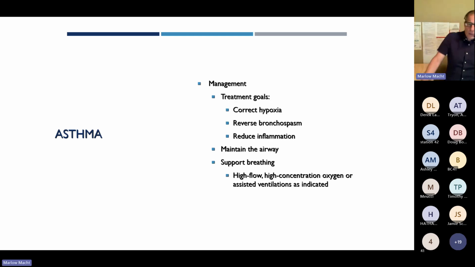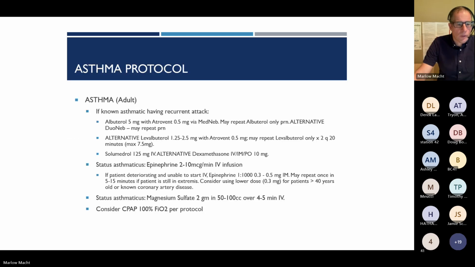So the treatment goals, you can correct hypoxia if there is any, but remember with asthma, the primary problem is less that they get very hypoxic than just that they have such significant work of breathing from trying to get the CO2 out. Obviously, we maintain the airway and then provide oxygen as needed. So known asthmatic having a recurrent attack, begin with Duoneb, and then ideally we repeat albuterol. However, if all you have is the Duoneb, it's perfectly reasonable to repeat that. You just don't get much effect from subsequent doses of the Atrovent.